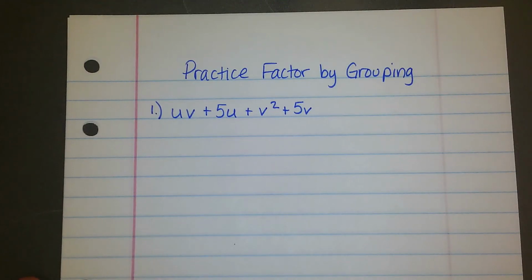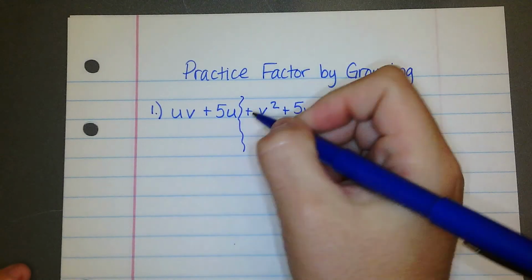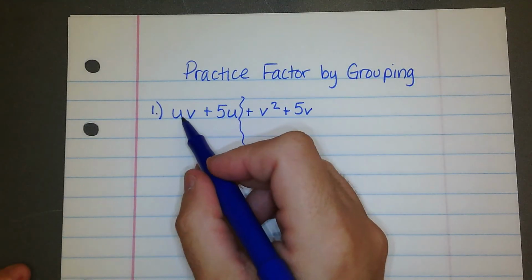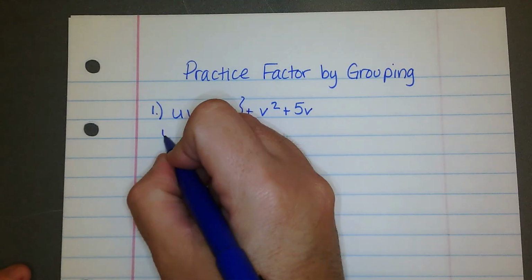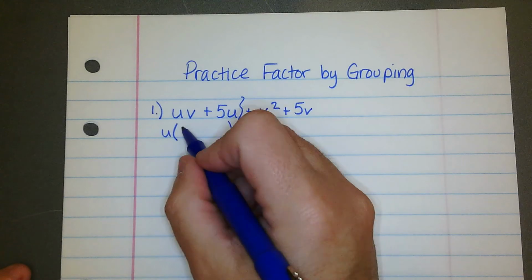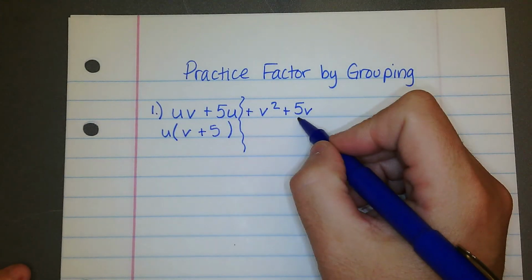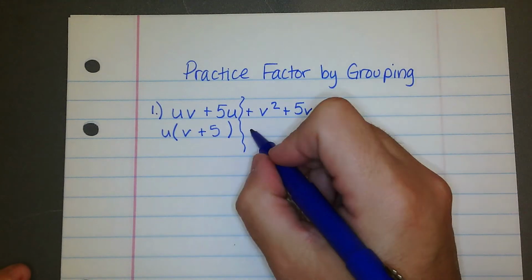Okay, so for factor by grouping, what we're looking to do is get this crinkle cut. We're going to GCF the left. The left has a GCF of u. And when we divide everything by u, we get v plus 5. On the right, the GCF is v.